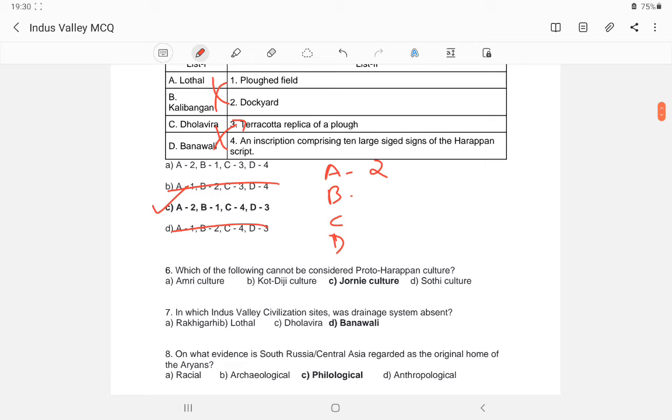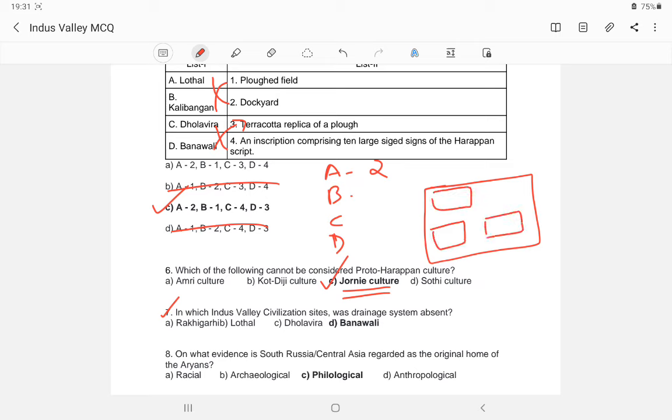Next, which of the following can be considered as proto-Harappan culture? Okay, it is the Kot Diji culture. In which of the following Indus Valley sites was the drainage system absent? In the drainage system, the town is rectangular in shape, with houses one after another, each connected to a drain. So the site without a proper drainage system is Banawali.